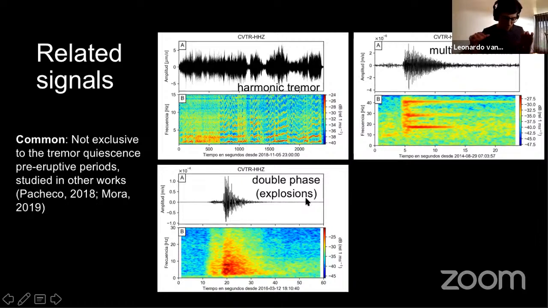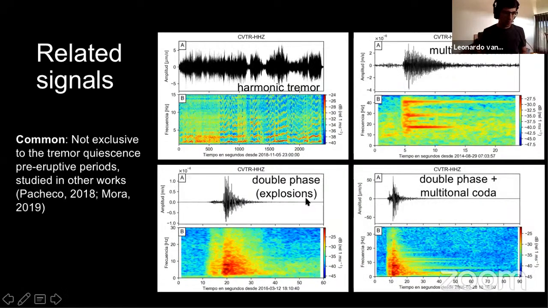When the system was closed in 2015, these were very contained explosions, very inner deep explosions. But in 2017 and 18, there was strombolian activity with rock ejections. So these events also could present this multitonal coda. This is very interesting because we have the same kind of explosion, but with a multitonal coda. So maybe there's some relationship, or maybe there are connected sources of these two types of events.